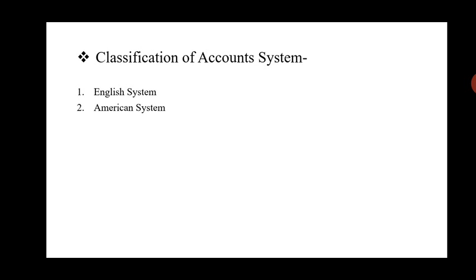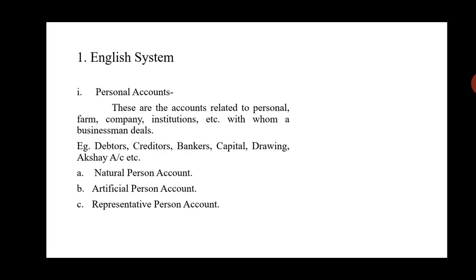Now we will see what the English system is. See in this slide, first is the English system. In this English system there are two accounts. The first one is personal accounts. Personal accounts are the accounts related to persons, firms, companies, institutions, etc., with whom a businessman deals. So personal accounts means whatever the business deals with in terms of persons.